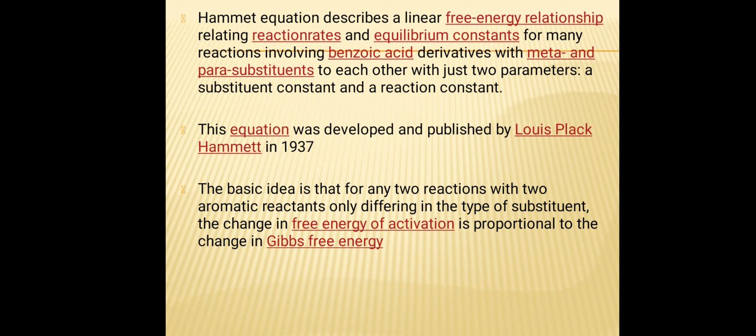The Hammett equation describes the linear free energy relationship relating reaction rates and the equilibrium constant for many reactions involving benzoic acid derivatives with the meta and para substituents to each other. This equation was developed by Louis Plack Hammett in 1937. That's why the name of the equation is the Hammett equation.